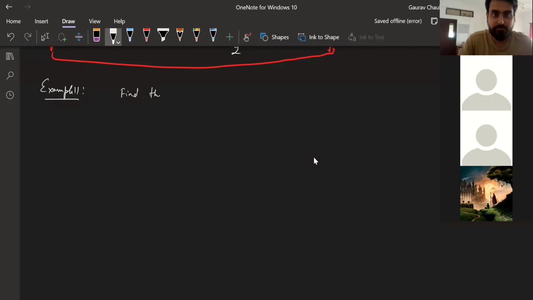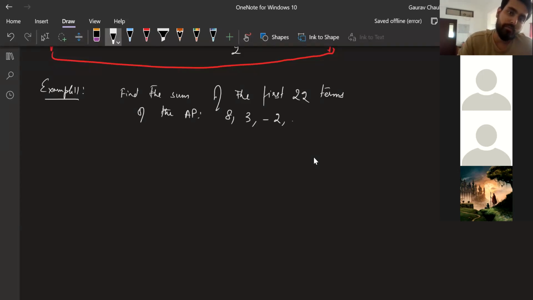Find the sum of the first 22 terms of the AP 8, 3, -2, and so on. Okay, it's a very simple question. They have given you an AP. They're asking you to find the sum of the first 22 terms.